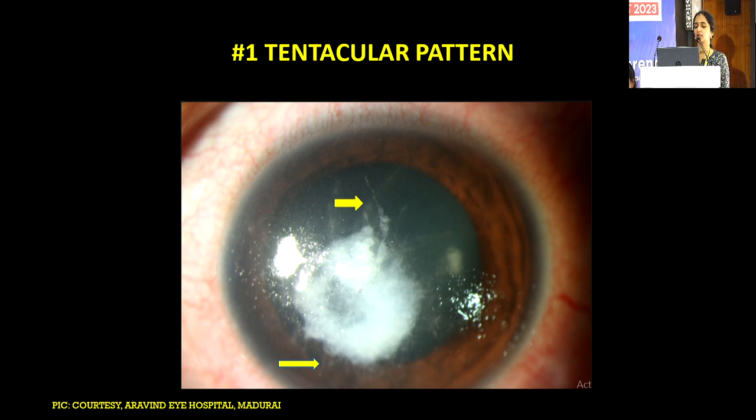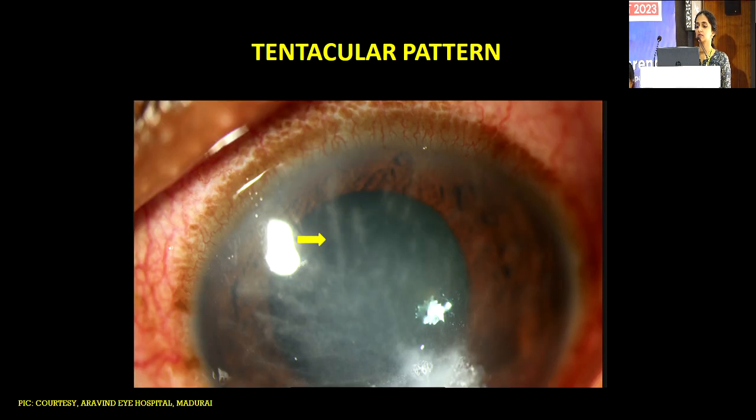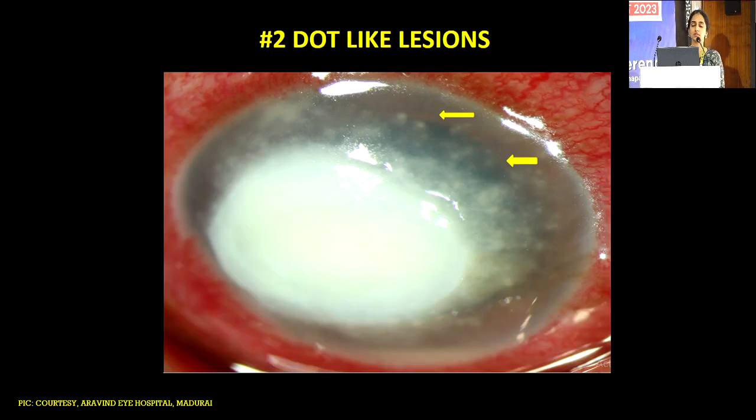As depicted by the yellow arrows, if you see fine lines radiating from the infiltrate towards the limbus, it is called a tentacular pattern. This is a closer view of the tentacular pattern, where we can see large lines extending from the infiltrate, which is in the inferior 1/3, towards the limbus. The second feature is the presence of dots surrounding the infiltrate.